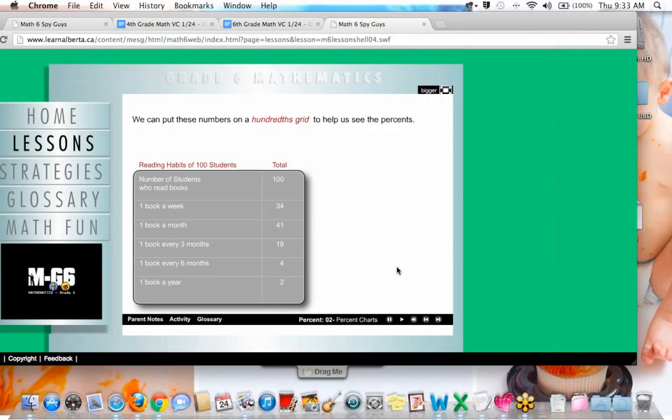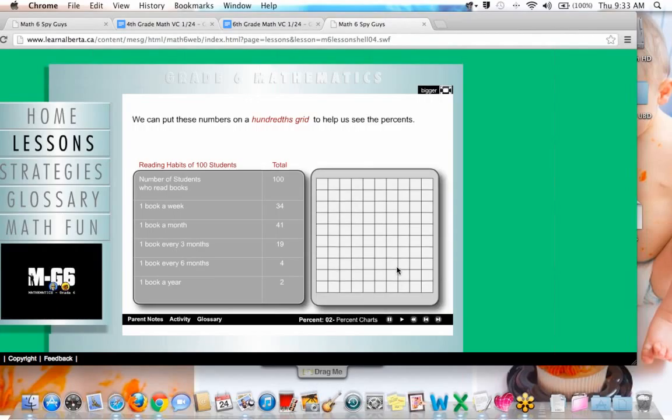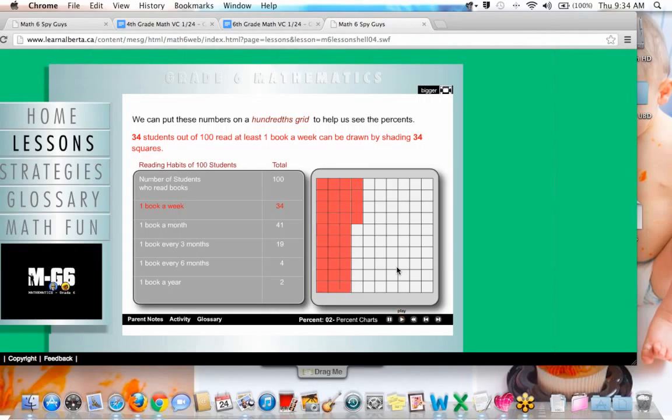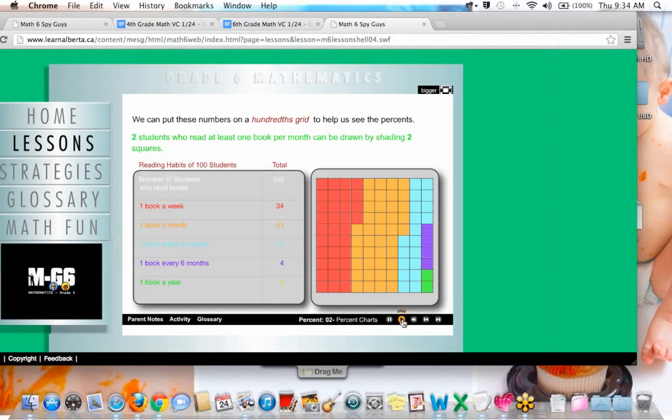We can put these numbers on a hundreds grid to help us see the percents. So that's 34%. This is showing 41%, another 19%, 4%, and 2%. Once all the categories have been drawn, you can see all 100 squares are colored.